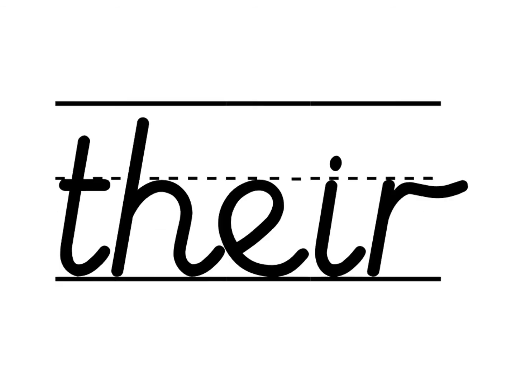This is our new common exception word, and it is the word there. We use this word there with the spelling E-I-R when we're thinking about something or referring to something that belongs to somebody or is associated with someone. This is the spelling we use when something belongs to somebody. Let's see if we can use our sounds to work out this word. I wonder if there are any phonic clues.